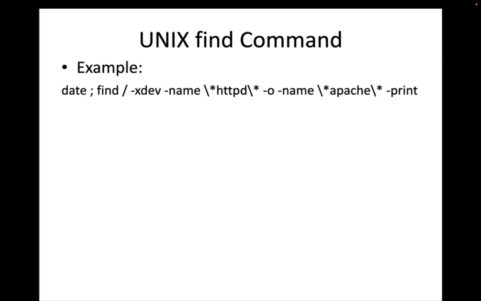In this example, I am wanting to look for web server directories or files, and sometimes they're called HTTPD, other times it runs as Apache. So I'm not really sure which. So my criteria is the name either has HTTPD in it, the -o is "or", or the name has Apache in it. And then for any match, I want to print that out.